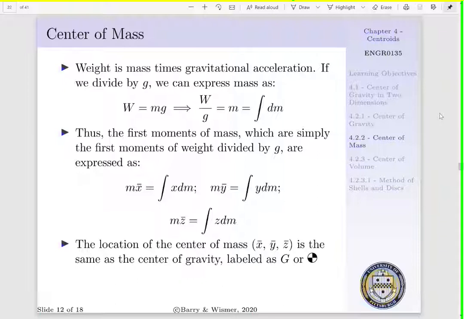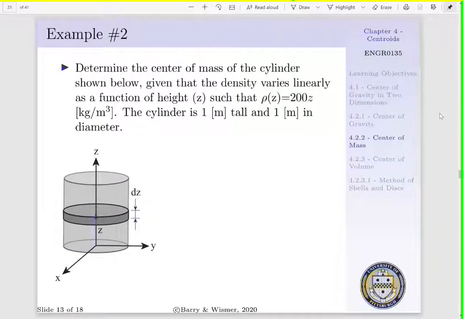m x bar is equal to the integral of x dm, m y bar is equal to the integral of y dm, and m z bar is equal to the integral of z dm. Now recall m is equal to the integral with respect to dm. Now if our gravitational field is constant, or our body force, i.e. an electromagnetic field, is constant, the location of our center of mass is going to be the same as our center of gravity.